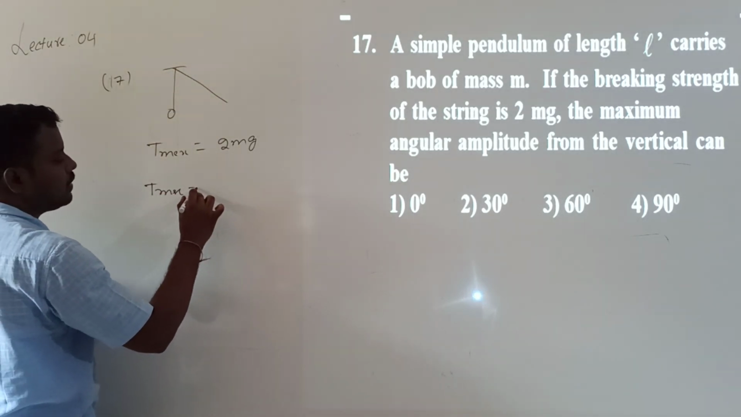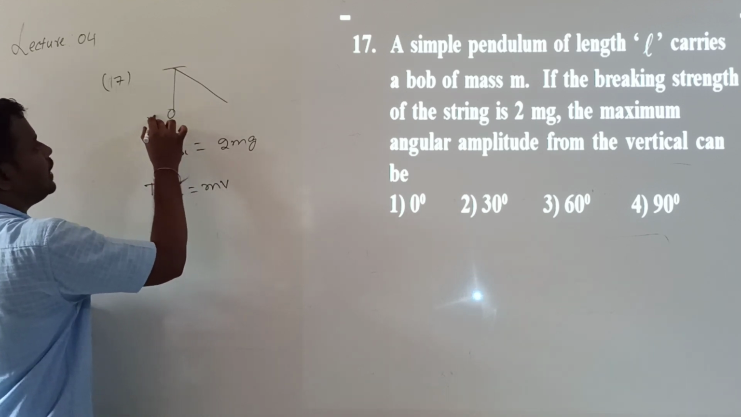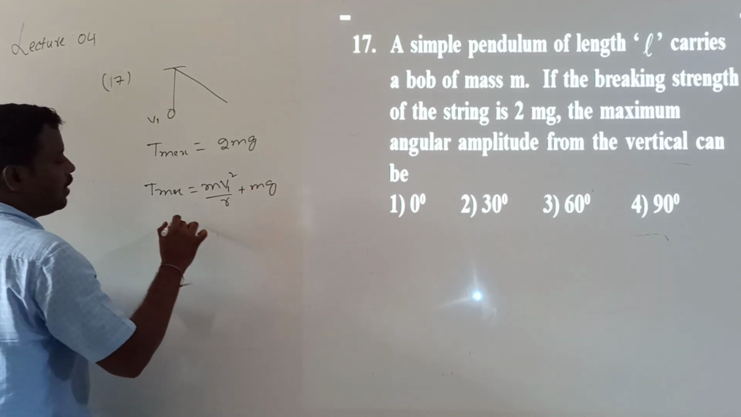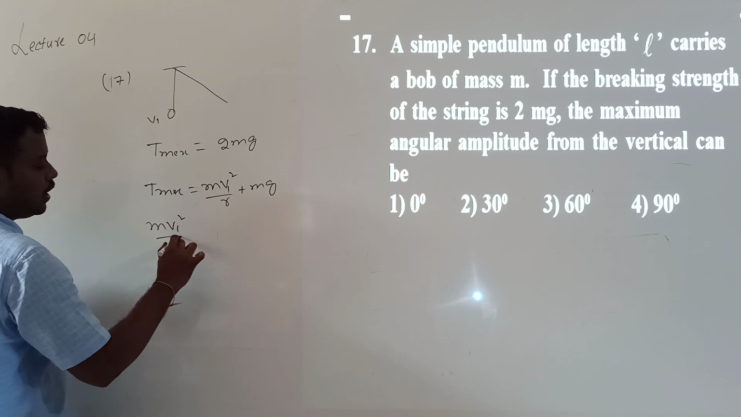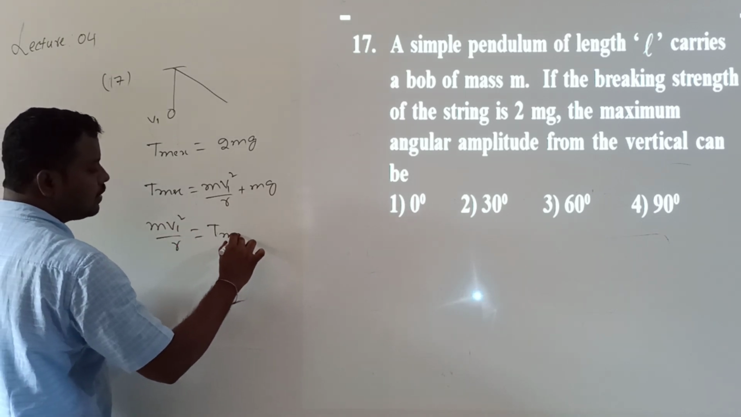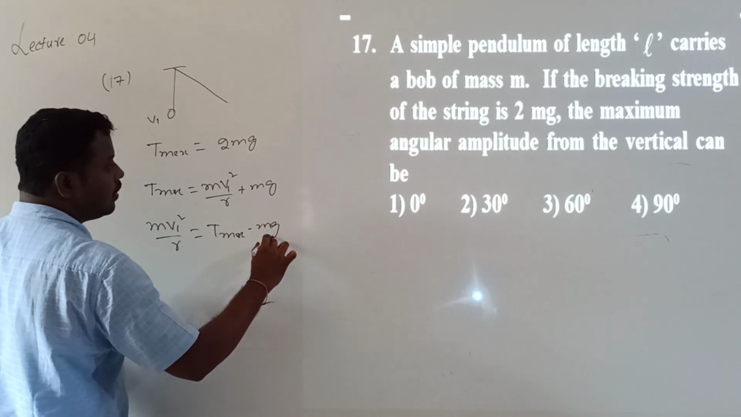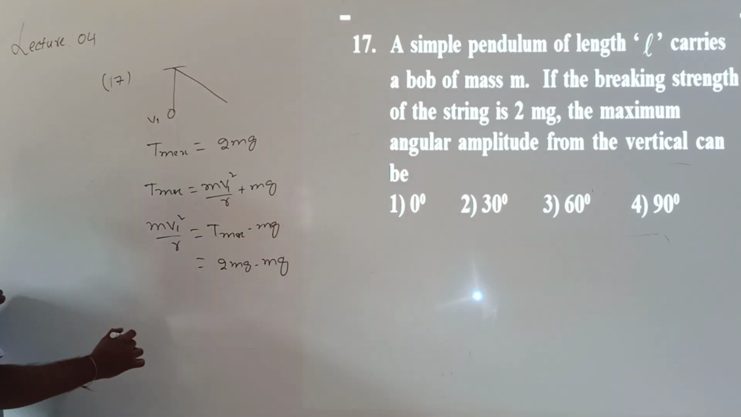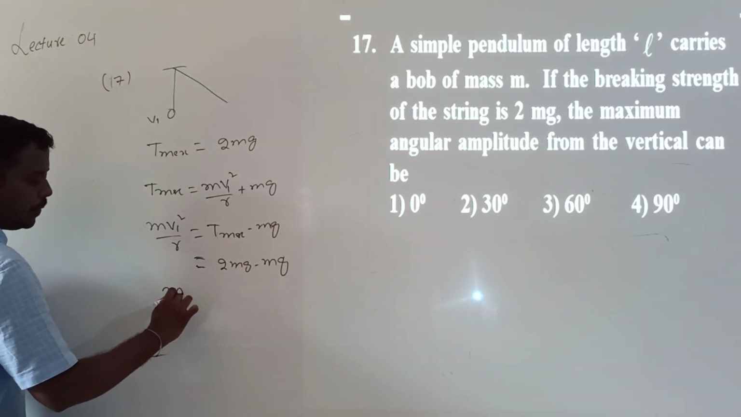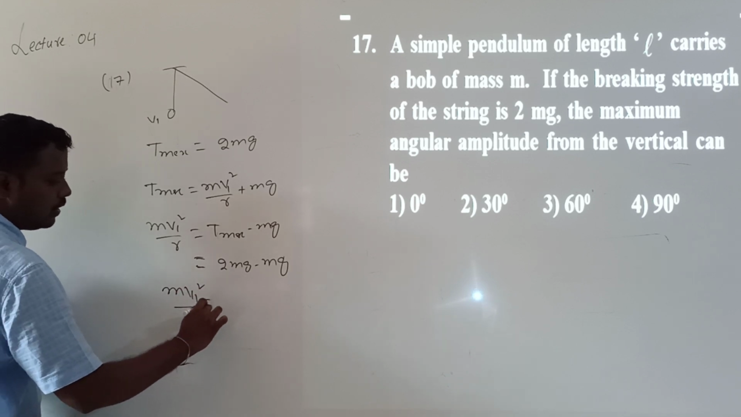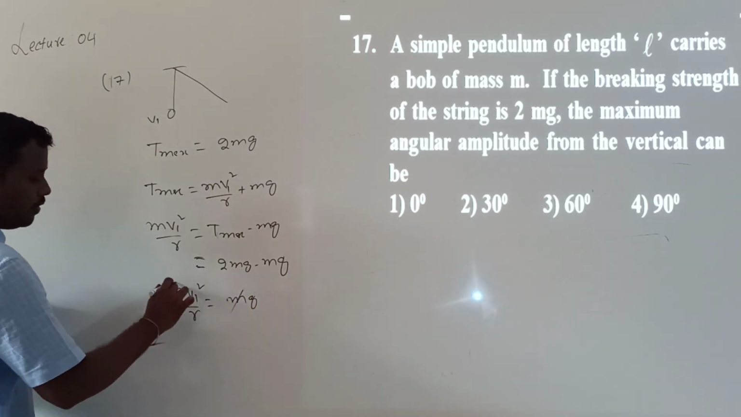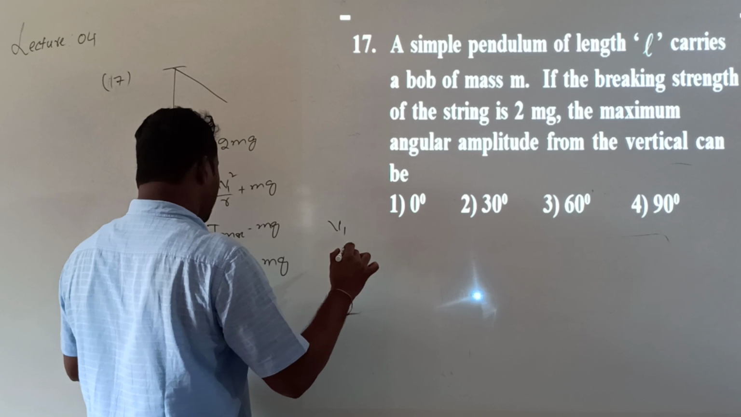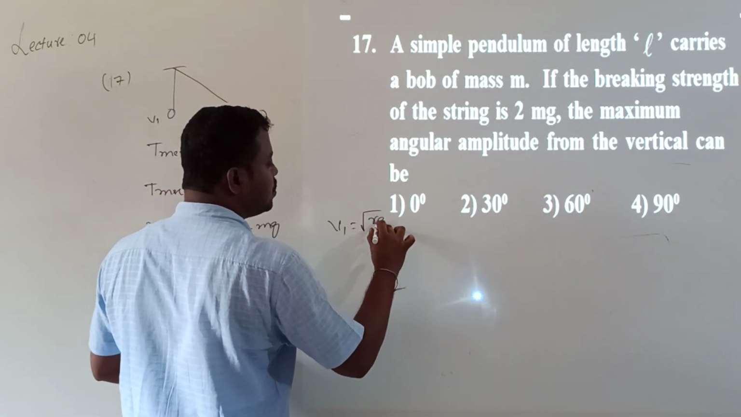What is the formula for T max? Calling the velocity at the lower end v1, T max is m v1 square by r plus mg. So m v1 square by r is equal to T max minus mg, which is 2 mg minus mg. So m v1 square by r is equal to mg. The m cancels, so v1 square is r g, and v1 is equal to root over r g.